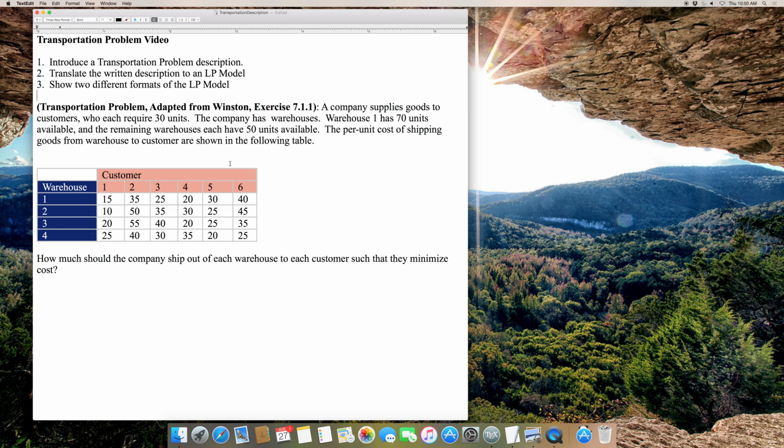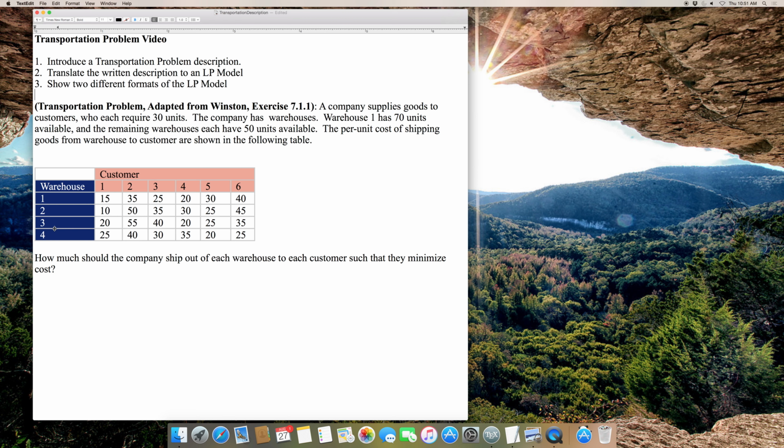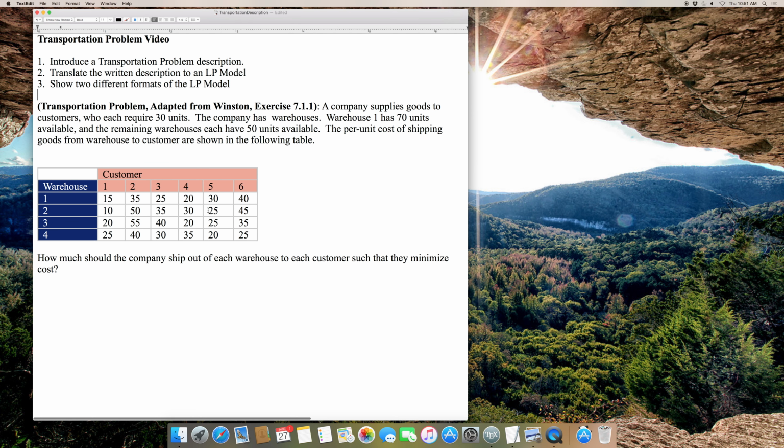So here I have a table. Interpreting this table, you first notice I have 4 warehouses and 6 customers. I have a cost associated with shipping between each warehouse and customer pair. So for example, taking the first one, the cost to ship from warehouse 1 to customer 1 is 15. It's a per unit cost. Or similarly, the cost to ship from 3 to 5 is 25 per unit.